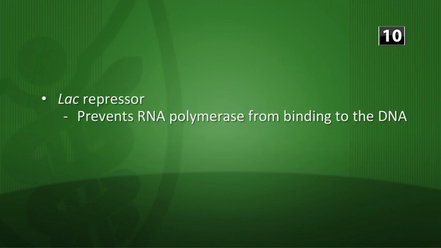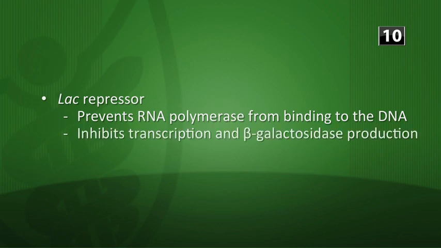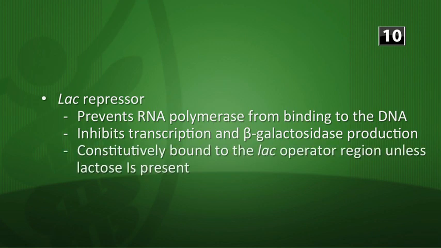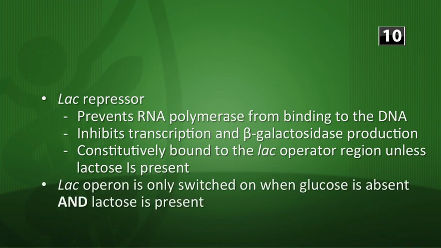And then the LAC repressor protein prevents RNA polymerase from binding to the DNA. So it inhibits transcription. It's a repressor. And it also, therefore, is going to inhibit production of beta-galactosidase. And the LAC repressor is constitutively bound to the LAC operator region unless lactose is present. So the LAC operon is only switched on when glucose is absent and lactose is present.